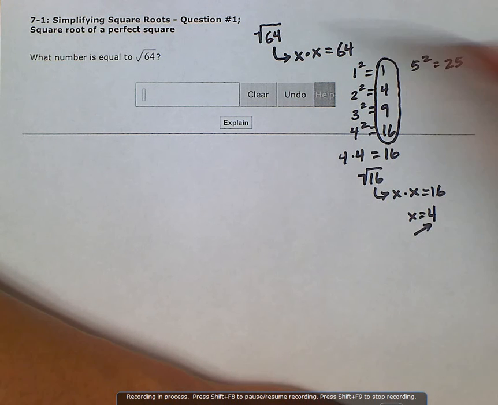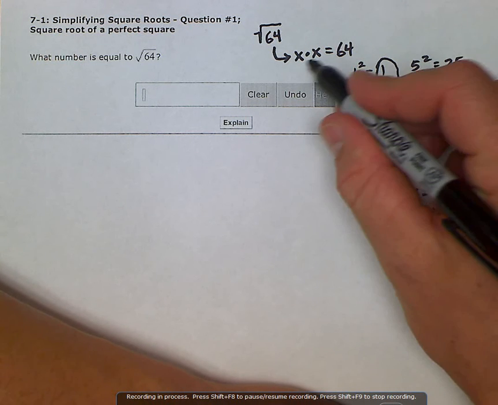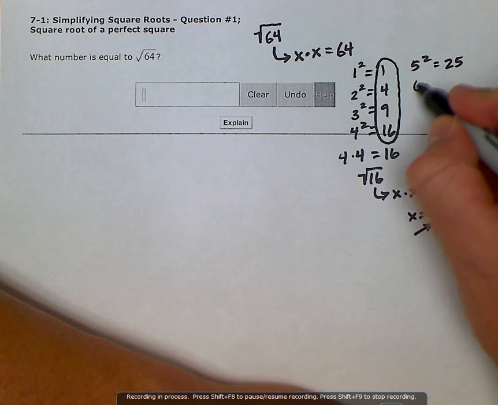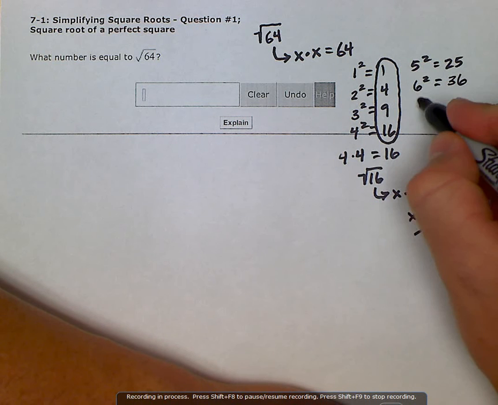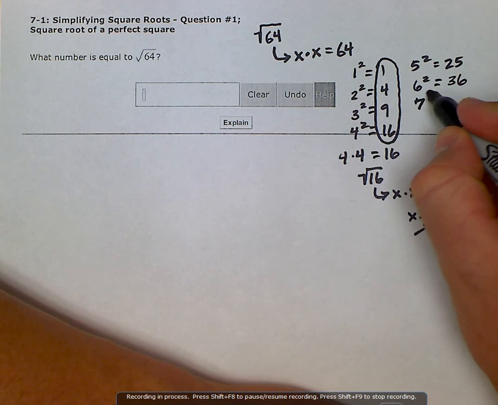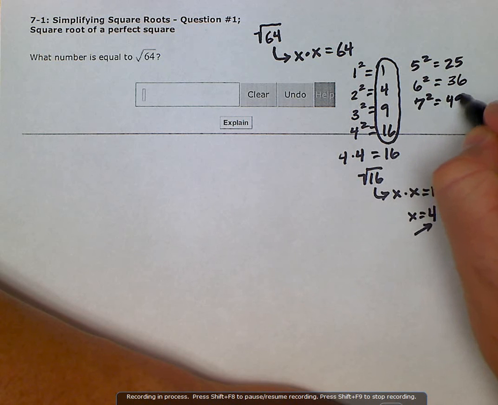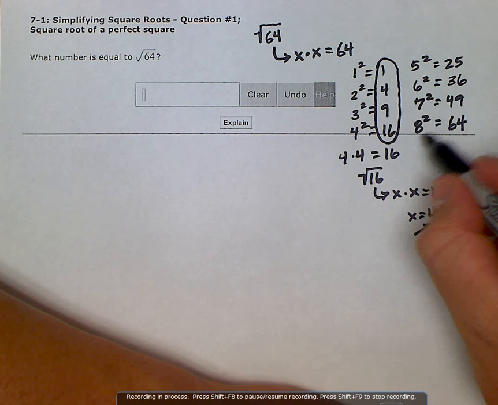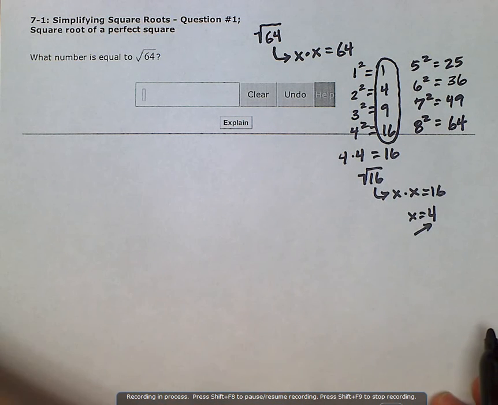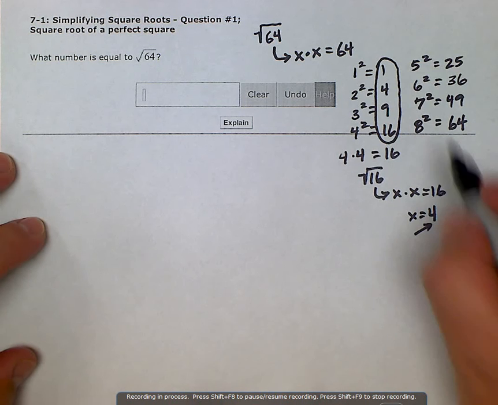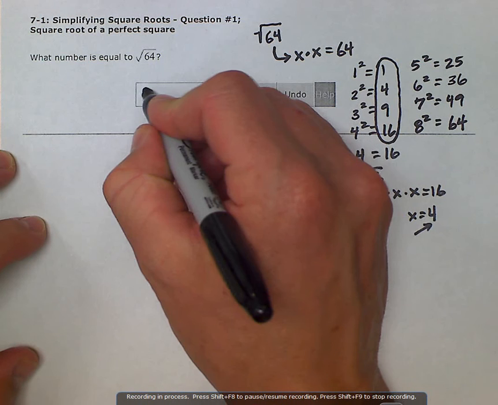We want to know what times itself equals 64. We could continue with this pattern if we don't remember our times tables. 6 squared is 36. You can always punch this into the calculator. 7 squared is 49. And then we finally come to our answer. 8 squared is 64. So the number, when multiplied by itself, that equals this number under the radicand is 8. 8 is our equivalent number.